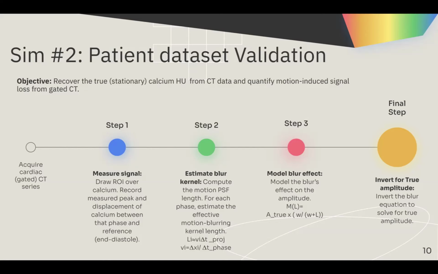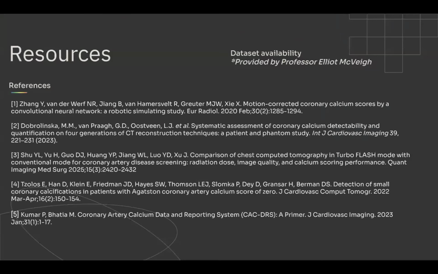The ML here denotes the measured blurred peak amplitude of the calcium profile after it has been convolved. A true is the motion-free peak in Hounsfield units you'd see if there was, again, no motion. And the final step is we can invert this equation, the blur equation, to solve for A true. These are our references that helped guide us for this calcification project, and the dataset availability will be provided by Professor Elliot McVeigh.